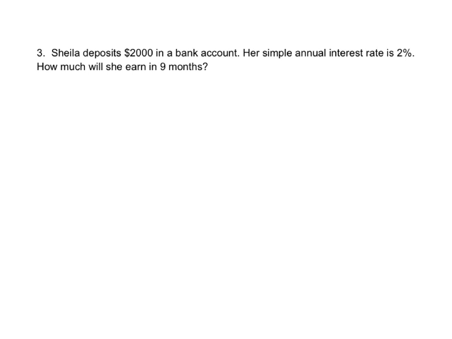And for our last problem, it's a little different because we are depositing money. So here we have Sheila deposits $2,000 in a bank account. Her simple annual interest rate is 2%. How much will she earn in 9 months? So what you want to do is treat this the same way. Write out your I equals PRT. Go ahead and identify your PRT. Pause the video.